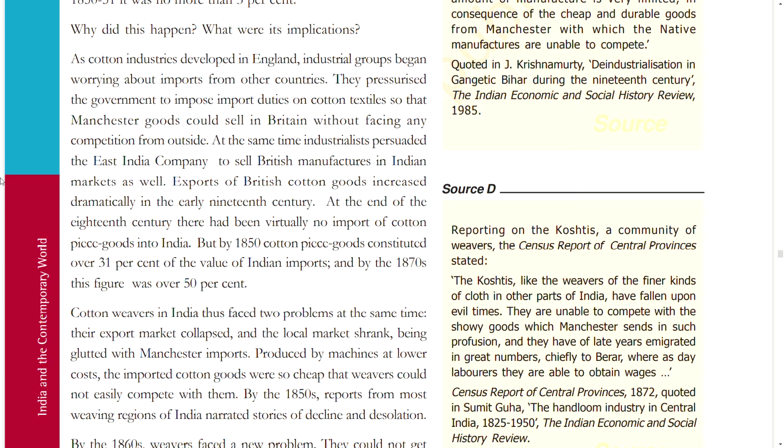Export of British cotton goods increased dramatically in the early 19th century. At the end of the 18th century, there had been virtually no import of cotton piece goods in India. But by 1850, cotton piece goods constituted over 31% of the value of Indian imports, and by the 1870s, this figure was over 50%.